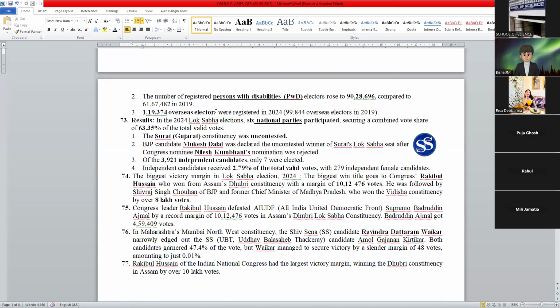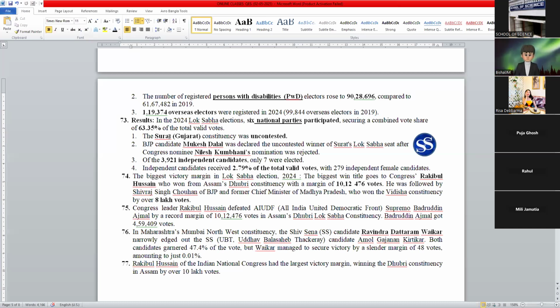The number of registered persons with disabilities, the PWD electors, rose to 90 lakhs 28,696 compared to 61 lakhs 67,482 in 2019. 1 lakh 19,374 overseas electors were registered in 2024, compared to 99,844 overseas electors in 2019.